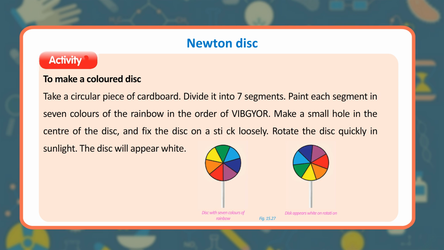Activity. To make a colored disc, take a circular piece of cardboard. Divide it into 7 segments. Paint each segment in 7 colors of the rainbow in the order of VIBGYOR. Make a small hole in the center of the disc, and fix the disc on a stick loosely. Rotate the disc quickly in sunlight. The disc will appear white. Disc with 7 colors of rainbow. Disc appears white on rotation.